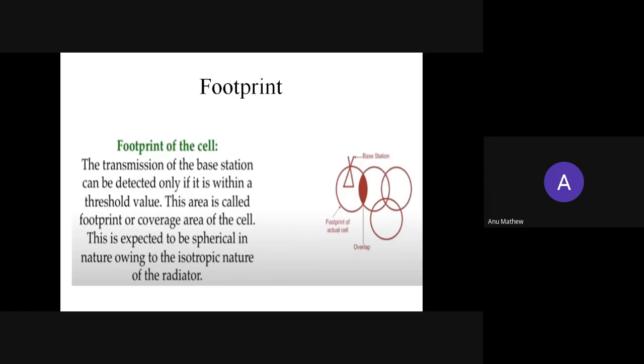Another term is the footprint of the cell. The transmission of the base station can be detected only if it is within a threshold value.